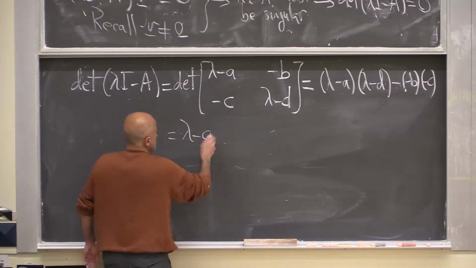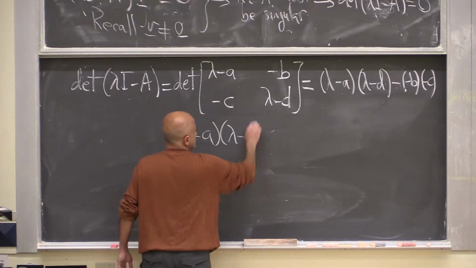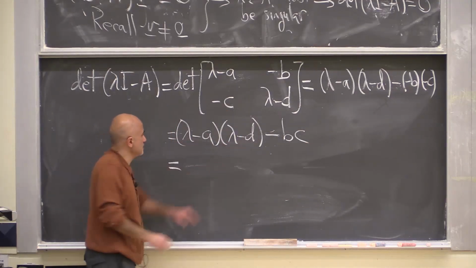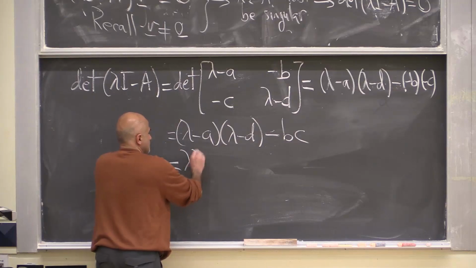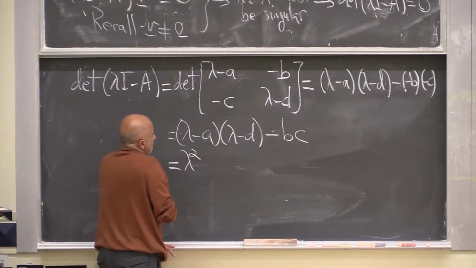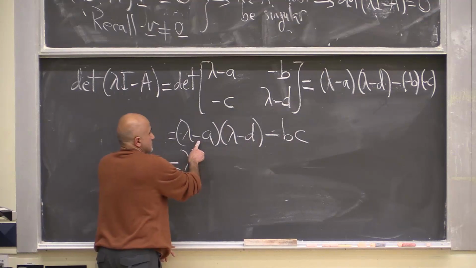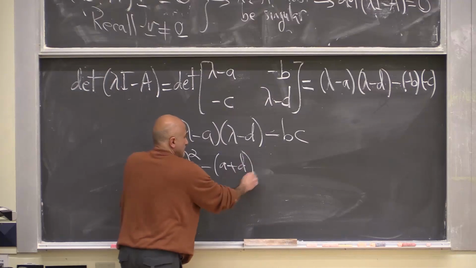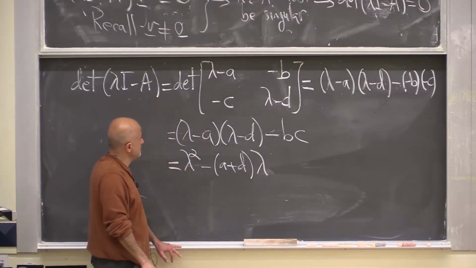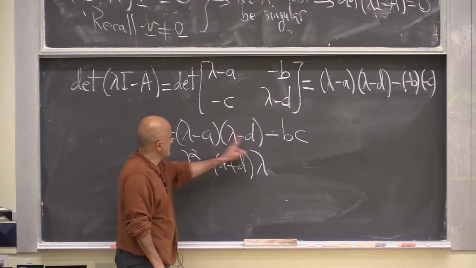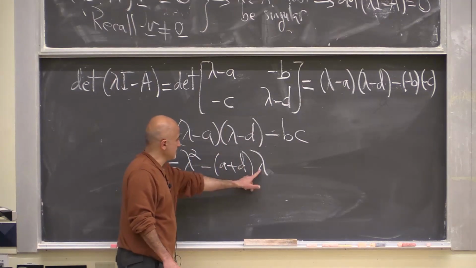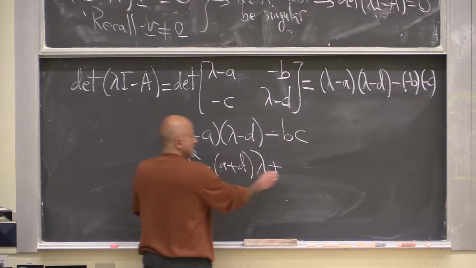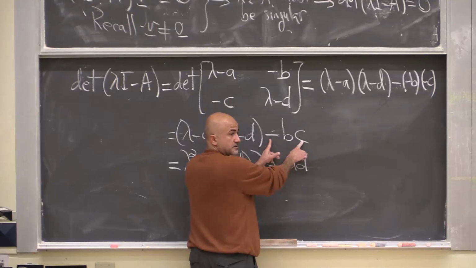I think that part, some of you folks on the other side may not be able to see, so I'll rewrite it here. Minus BC. And what is this polynomial here? Lambda times lambda is lambda squared. Then what? Minus lambda D minus lambda A. Right? So it's minus A plus D lambda. The first powers of lambda are all contained here. And then what are the constant terms? AD minus BC.